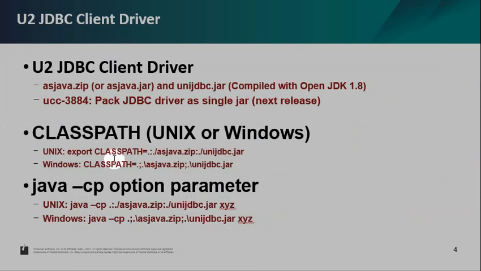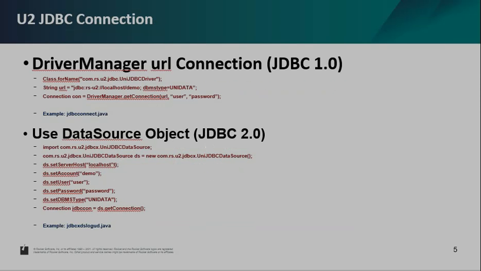Here is an example. Everything is put in the current directory. You can set a dot and semicolon for Windows, or a dot and colon for Unix, and then select the sjar.zip file. Or you can specify the full path, depending on where your driver is located. Based on the classpath, you will find the U2 JDBC driver.